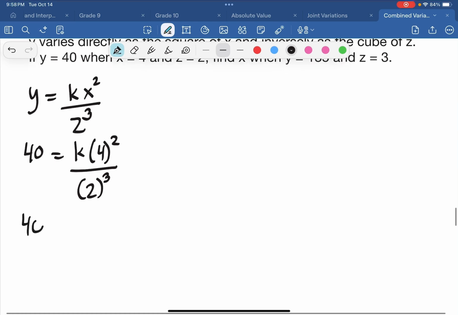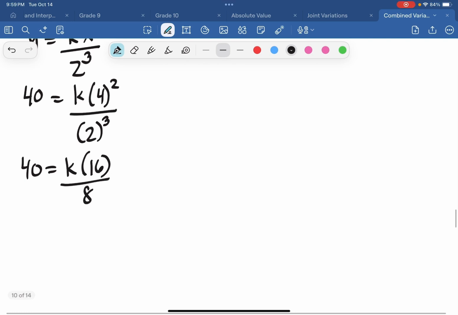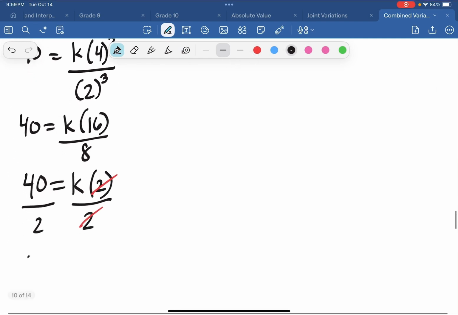Now we have 40 equals k, 4 squared is 16, and 2 cubed is 8. So obviously we could just divide 16 by 8 right away. So we have 40 equals k, and 16 divided by 8 is 2. So we could just divide both sides by 2 and then cancel. So we are left with 40 divided by 2, which is 20, equals k, and this is our constant.